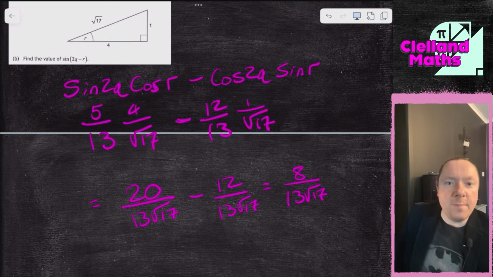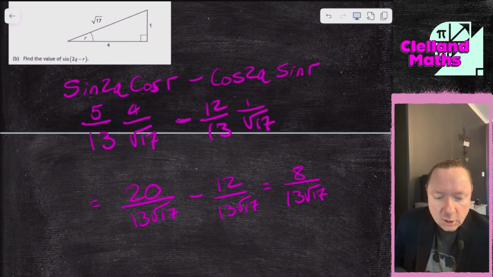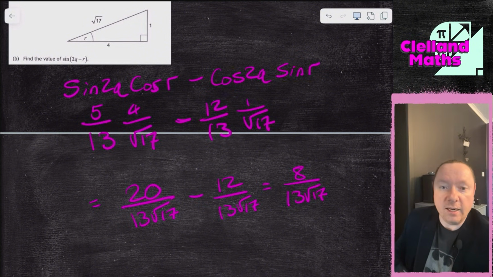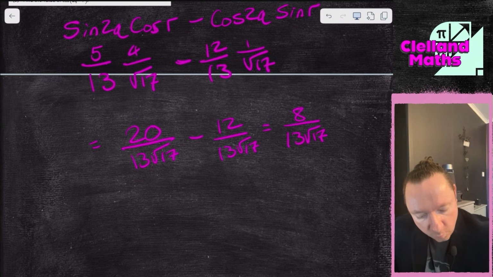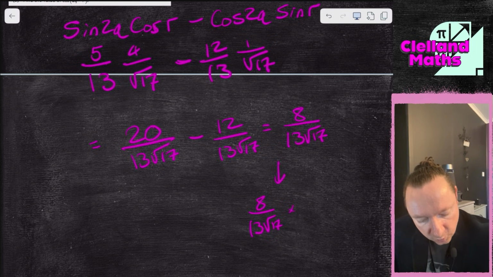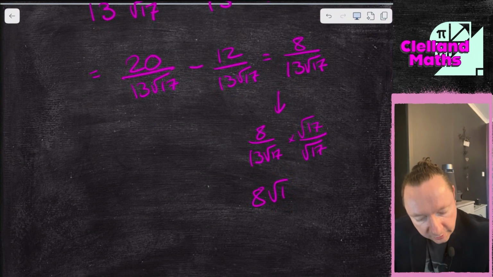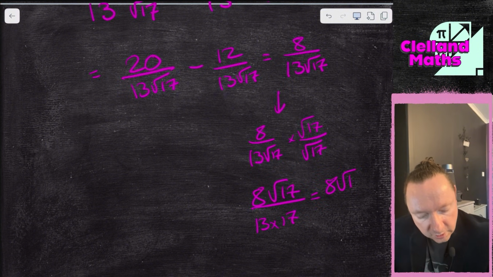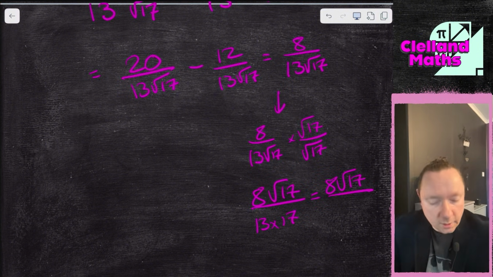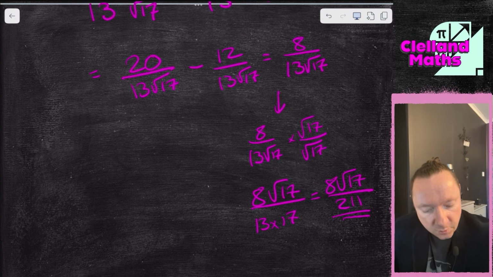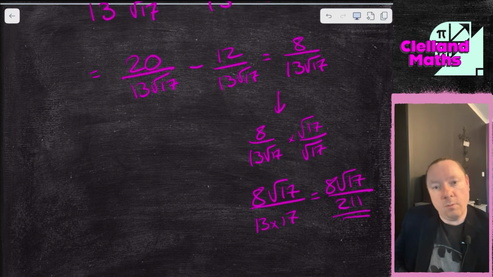And I think we'll be happy that that is the answer. You could probably take it a step further and rationalise the denominator, but I don't really think that you would have to in this case, but I'll do it for the sake of completeness. If I was to do that, I would do 8 over 13 root 17 times root 17 over root 17, and that would just give me 8 root 17 over 13 times 17. That's 8 root 17 over 221, which is arguably not any simpler. So 8 over 13 root 17, I think, is where we're going to be stopping.